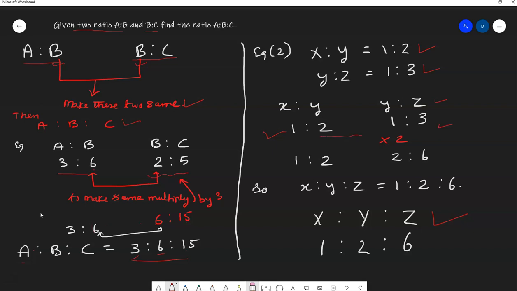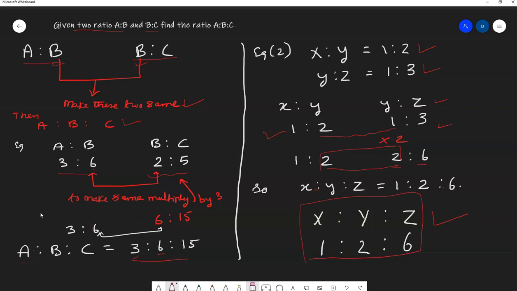Now we need to equate these two. So we have to multiply the right hand side by 2, so you'll end up having 2:6. Now these two are the same. So now we can write X is to Y is to Z is 1:2:6. And this is what I've written here. This again is a simple concept.